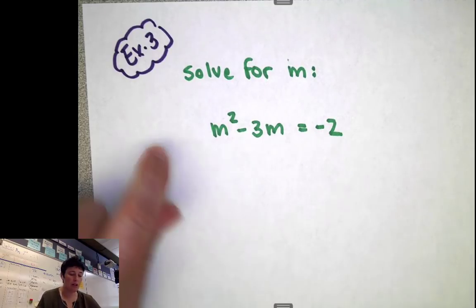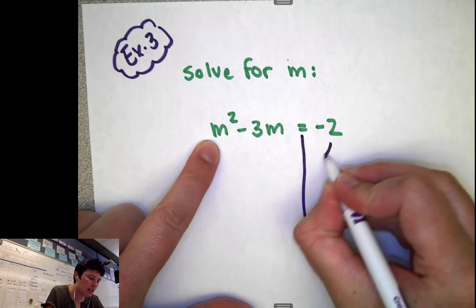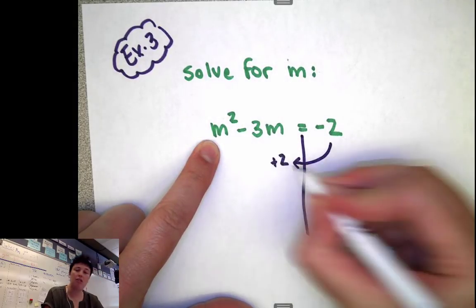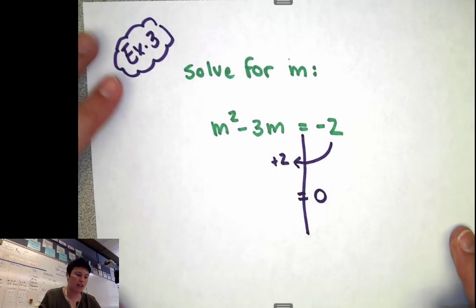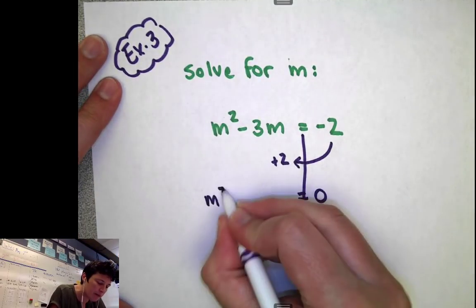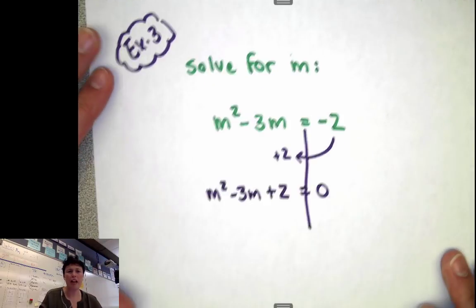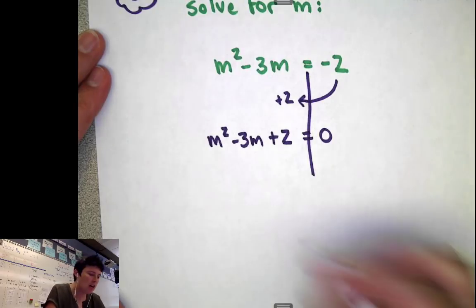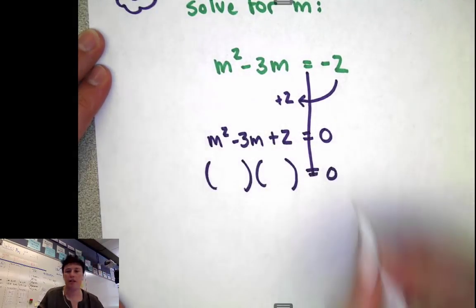Now, we see it's quadratic. We see the m squared. But we must remember, take that 2 over and add it back over to the other side. We've got to have only a 0 on the right-hand side. So this is m squared minus 3m, and now we've got a plus 2. And now I'm fine. Now I'm like, oh, cool, it's factorable. I'm going to get my double parentheses, set it equal to 0, and I'm going to solve.